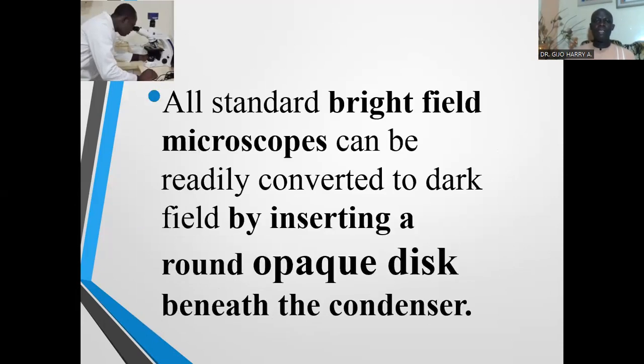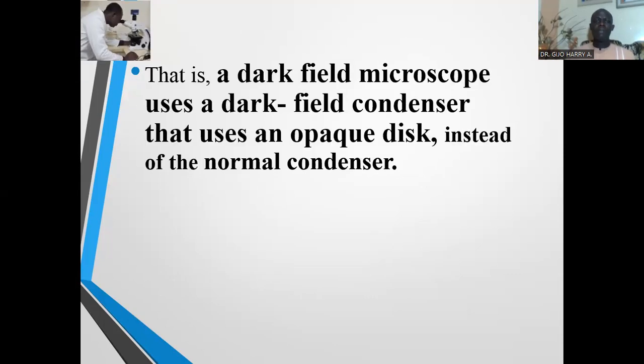Now, I want to also look at the fact that all standard bright field microscopes can be readily converted to dark field by inserting a round opaque disc beneath the condenser. And that opaque disc now creates a dark field that the organisms are now viewed.